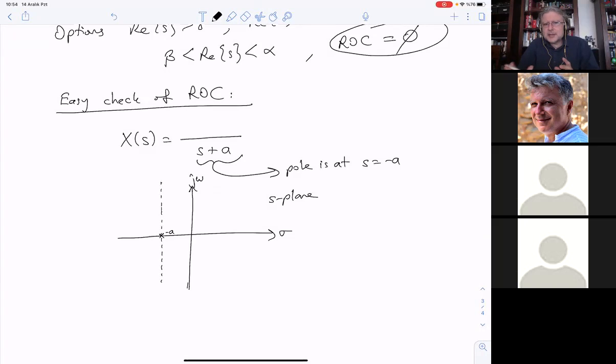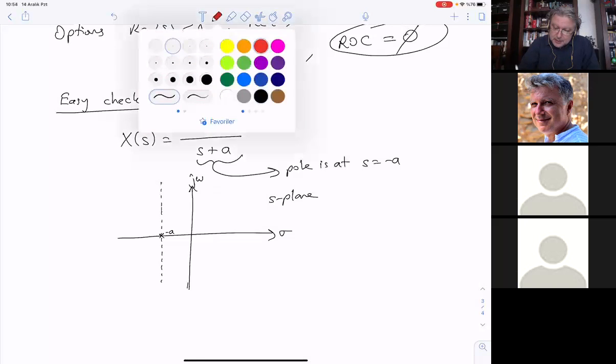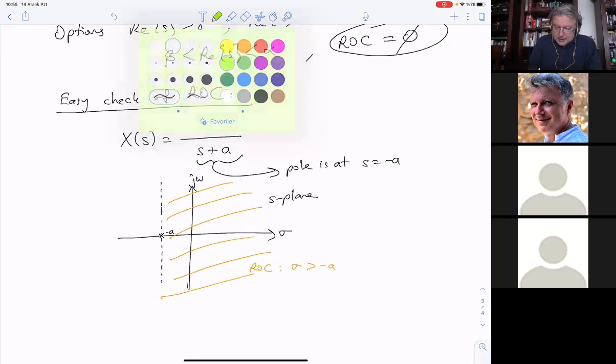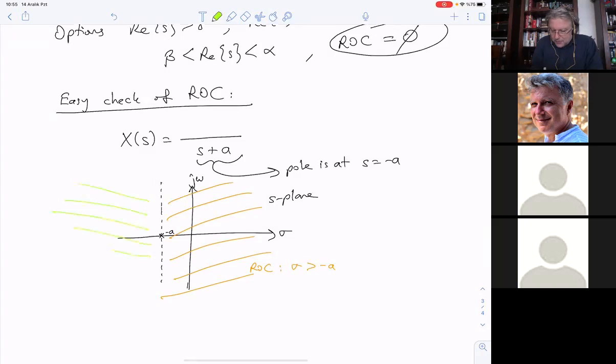Because the value of j omega does not change the convergence. It has nothing to do with the convergence. Only the real part indicates whether it's converging or not. So there's a pole at minus a, so we put a dashed line. Now the region of convergence is either to the right, let me indicate by this orange region of convergence, where sigma is greater than minus a. And the other alternative is the light green region of convergence here.